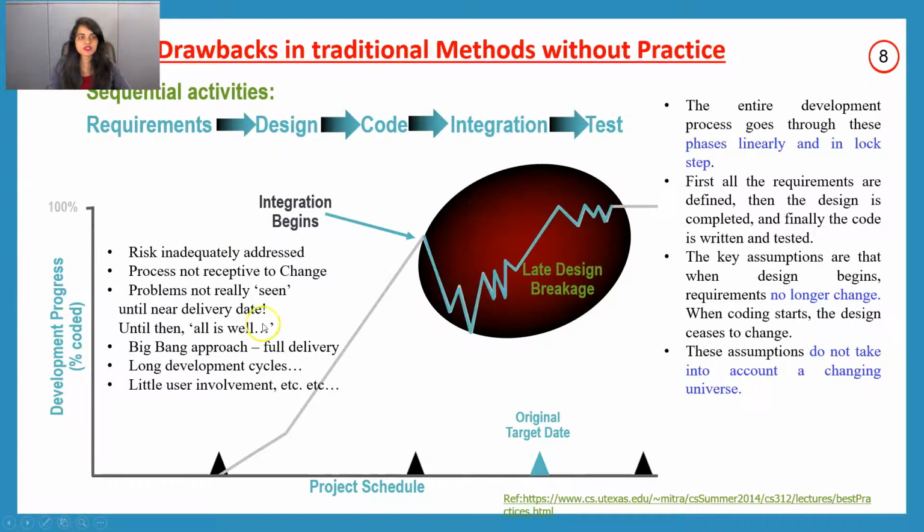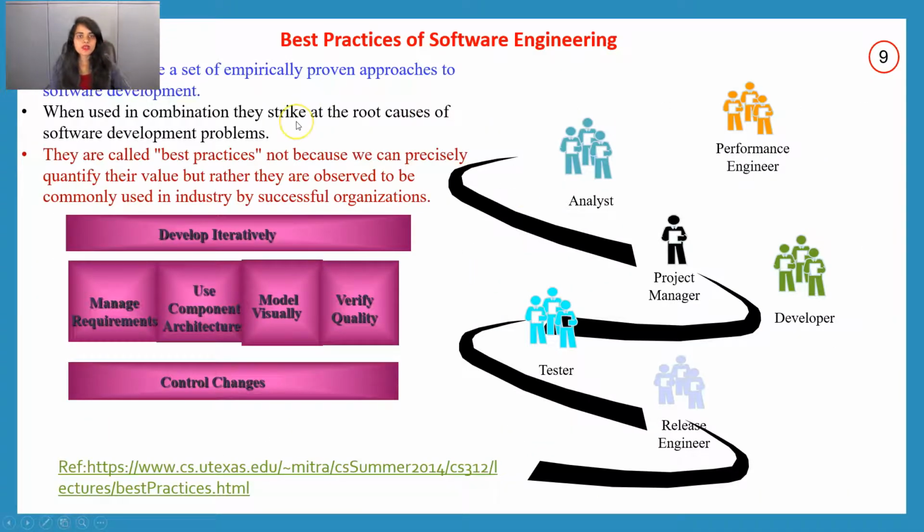This is the common iterative process of a project: we have requirements, design, code, integration, and test. These are the drawbacks: risk inadequately addressed, process not receptive to change, problems not really seen. All these are different problems for iterative progress. So the best practices of software engineering have these main concepts: develop iteratively, manage requirements, use component architecture, model visually, verify quality, and change control. These are the main components of best practices of software engineering.